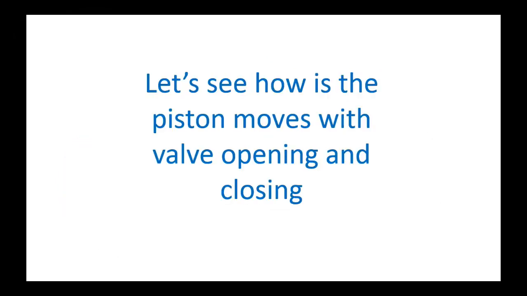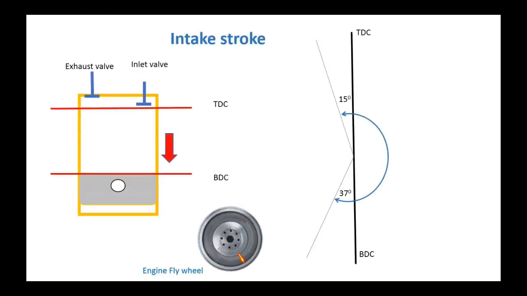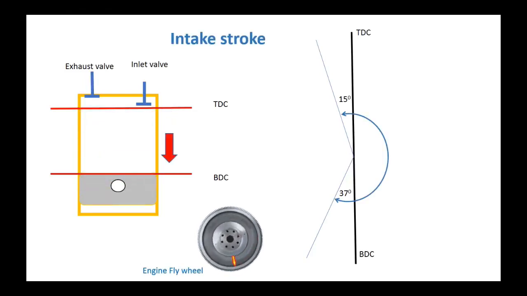Let's see how the piston moves with valve opening and closing. First, see how to draw the diagram for the intake stroke. The piston is moving downward. The inlet valve opens 15 degrees before the end of the previous stroke. After the piston moves to BDC, the inlet valve closes 37 degrees after BDC. In this stroke we can see the flywheel nearly turns half a round, but it actually turns 232 degrees.